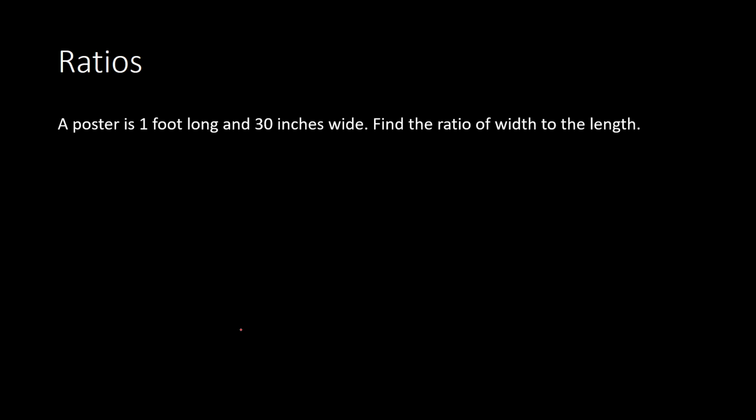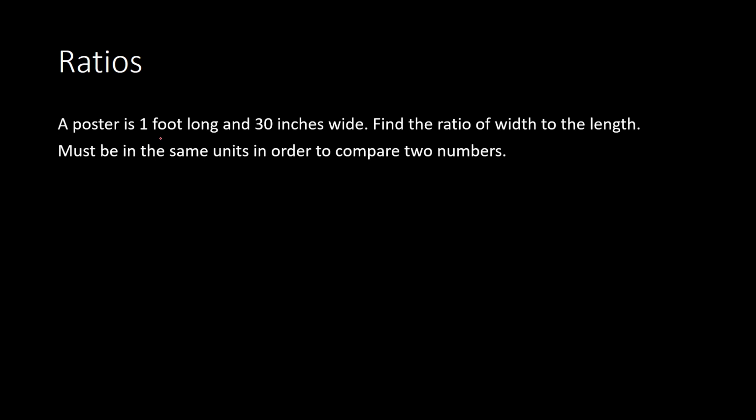Another thing with ratios is that if you have two measurements, and the measurements are in different units, we then need to make sure that we have the same units when we write the ratio. So here we see that a poster is 1 foot long and 30 inches wide. And the question is to write the ratio of width to the length. So like we said, the units must be the same in order to compare. So I could convert both units to feet or both units to inches. Either is okay. In this case, converting both to inches would probably be the easiest way to do it.